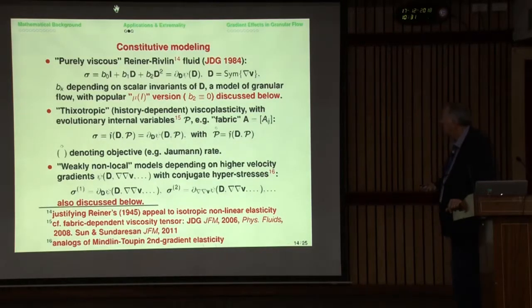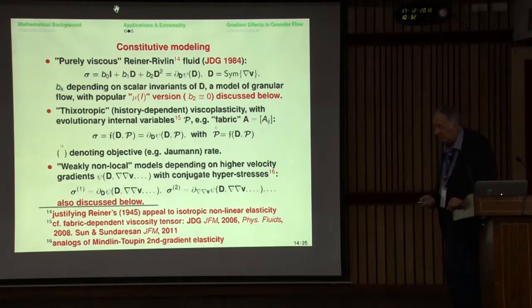What about constitutive modeling? Well, many years ago, in 1984, I suggested that if you said that a granular material was isotropic, you should be able to use the Reiner-Rivlin fluid model, the well-known Reiner-Rivlin fluid model.